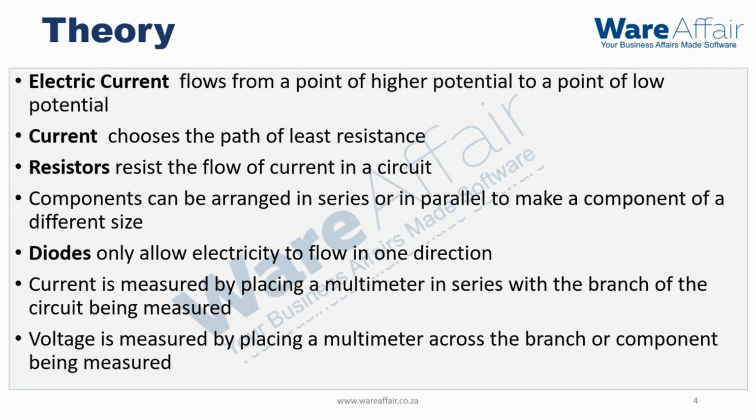Diodes only allow electricity to flow in one direction. Current is measured by placing a multimeter in series with the branch of the circuit being measured. Voltage is measured by placing a multimeter across the branch of the component that's being measured.